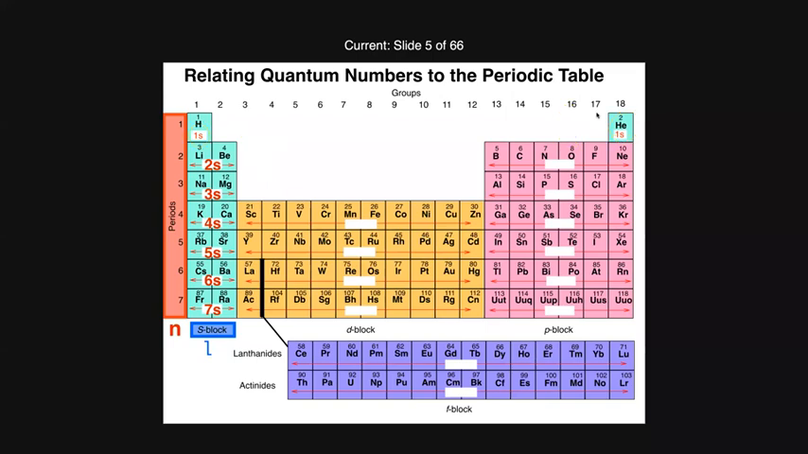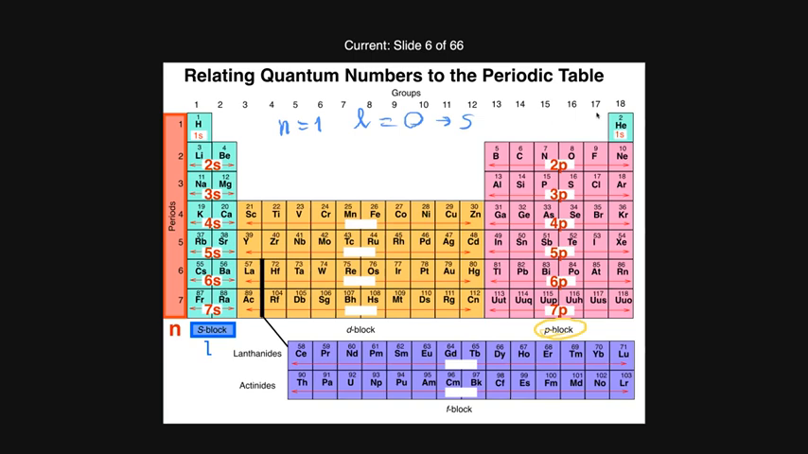All right, the next thing is the P block. As you see, this is the value of L right here, the P block. When n equals 1, the possible value of L is 0, and that is the S orbital. So when you have n equal to 1, you only have 1s. You will not have 1p because p doesn't exist, because L is restricted to only 0 when n equals 1.